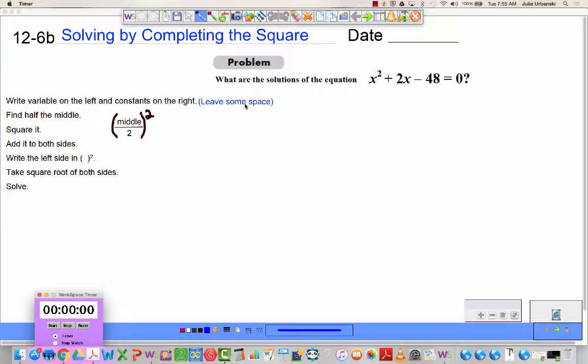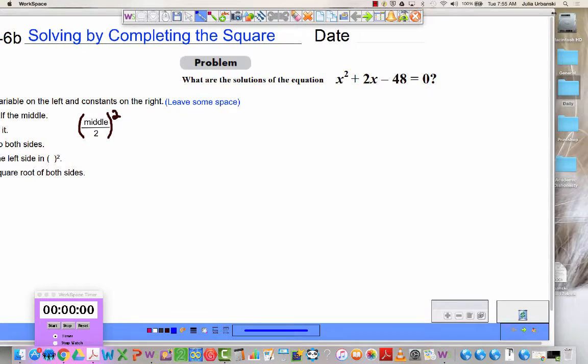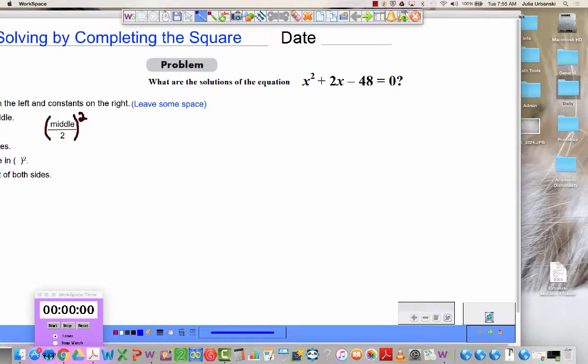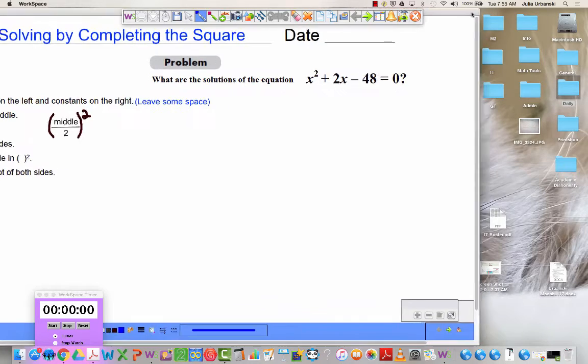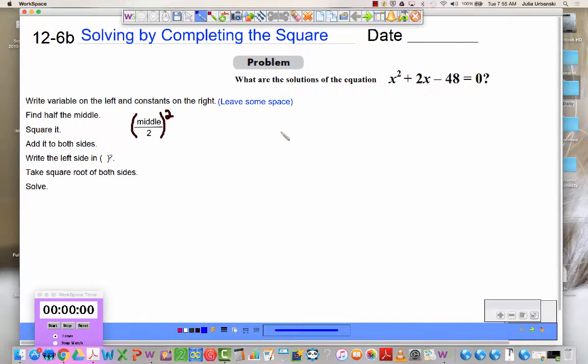Anytime it says that, it means you don't want it to equal 0 on the right-hand side. It means that you want numbers on the right and variables on the left. If you are factoring, that's a different story. So we're going to write it so that all the variables, whatever letter is there, are on the left, and there's a number on the right. In this case, we have to move the negative 48 over.